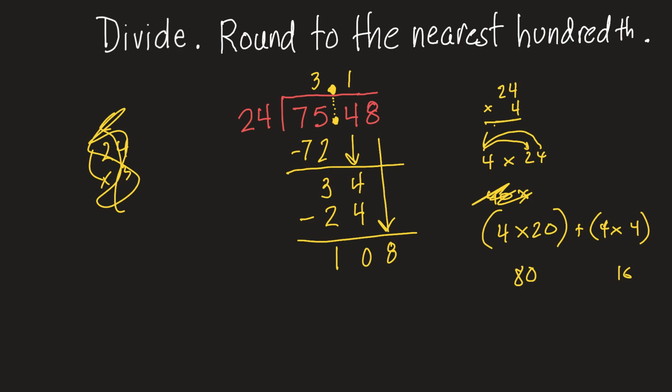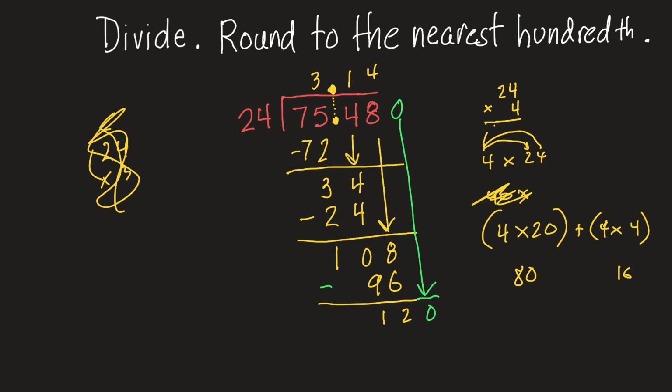So 24 times 4 is 96. 2. And what's 9 from 10? 1. So we have 12 left over. We're done, right? No. Subtract, put your answer down. Now you've got to bring another number down, which is a 0 now, right? Okay, now 120. How many 24s are in 120?